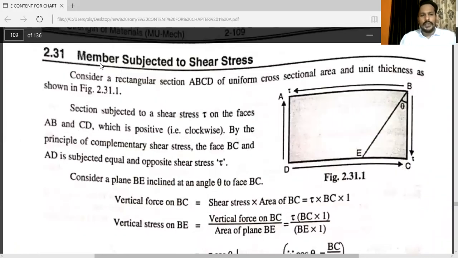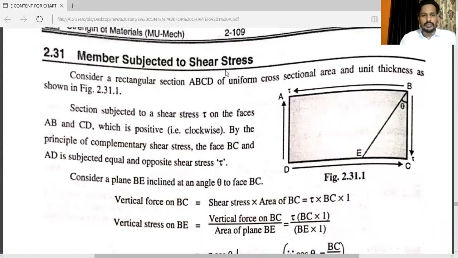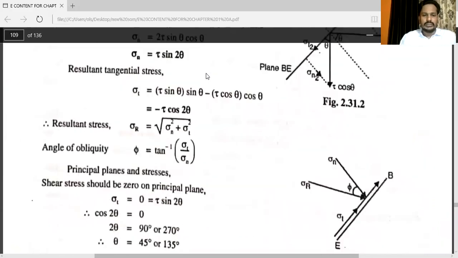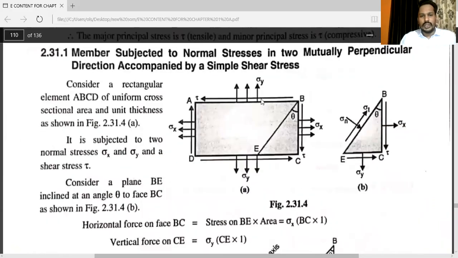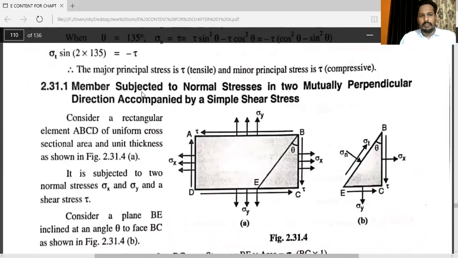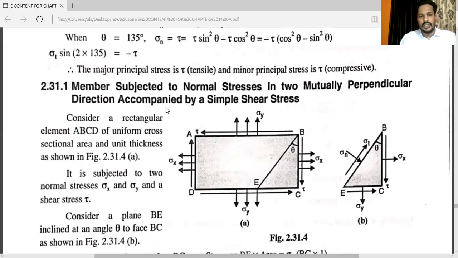Here one more important point: member subjected to shear stress. That is a very important point. See here, you can see a member subjected to normal stress in mutually perpendicular directions, accompanied by simple shear stress. You can see here tau is there. You can see the shear stress tau parallel to this plane AB. Here you can say parallel to CD.